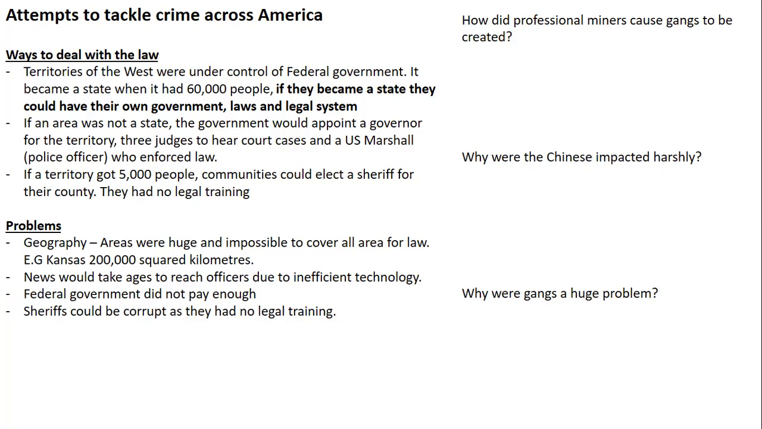And then if a territory got 5,000 people, communities could elect a sheriff. But they had no legal training. Sheriffs mainly possibly did it to be corrupt. There were very few sheriffs that actually did it for the correct reasons. Big problems. America's huge. Areas were hard to control. The railroad hadn't been set up yet. News would take ages to reach officers. The government didn't pay enough for legal training. And as I just said, sheriffs could be corrupt as they had no legal training.